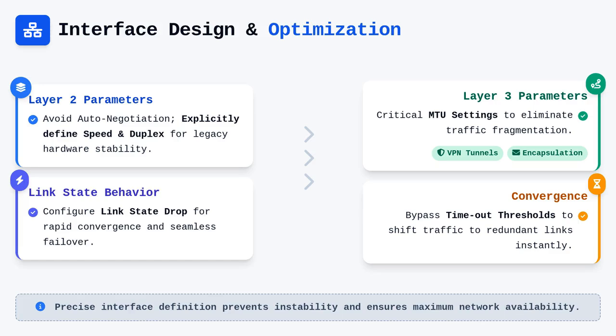A common oversight is neglecting the link state drop behavior, which dictates how the firewall responds when a physical port loses connectivity. By configuring this accurately, you ensure that the firewall can rapidly converge and shift traffic to redundant links without waiting for timeout thresholds to trigger.